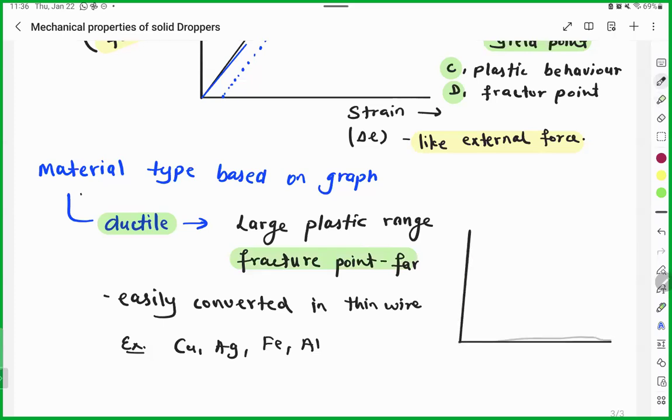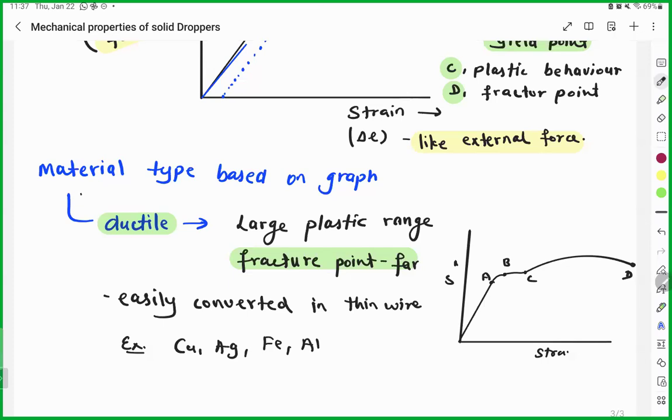same graph, stress strain graph. I will write this is S stress and this is strain. So for example, if this is normal A, B, C, and then D will be very, very far like this. So this is D. Same. The meaning of every letter is same: elastic range, proportional limit, plastic range, and fracture point.